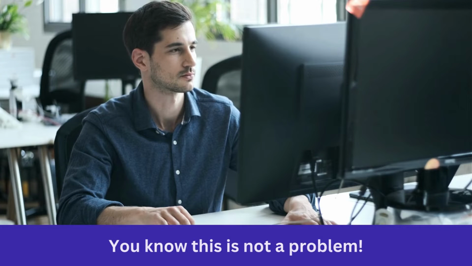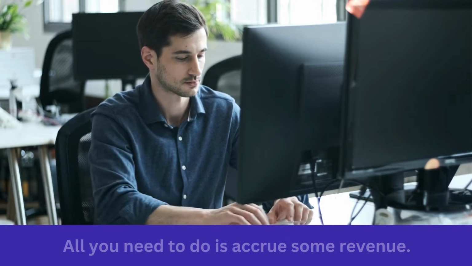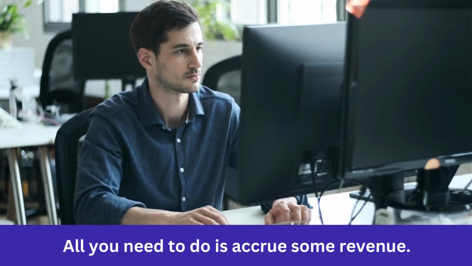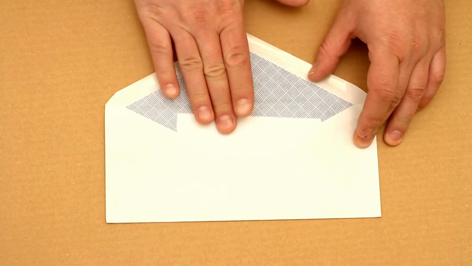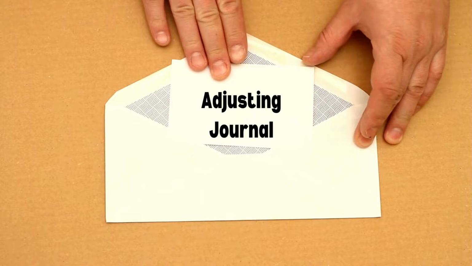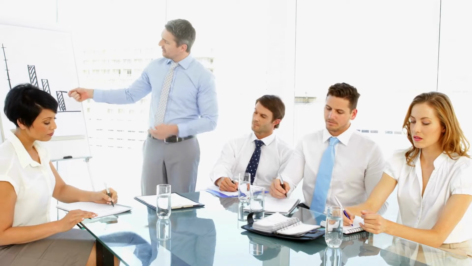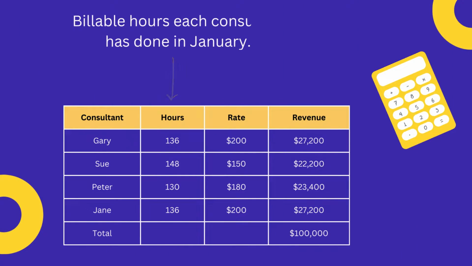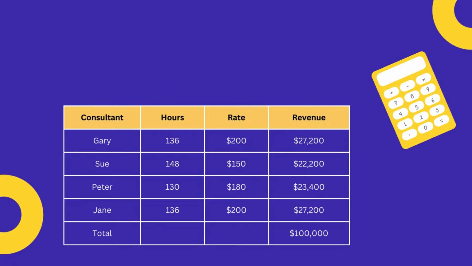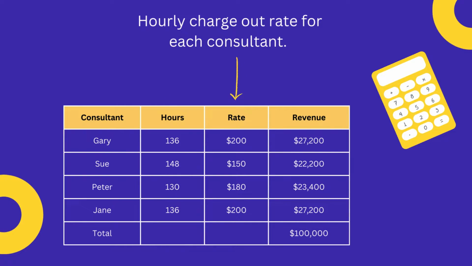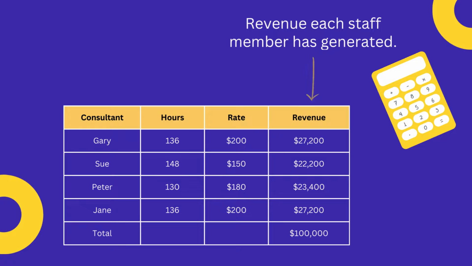As the accountant, you know that this is not a problem, and all you need to do is accrue some revenue by posting an adjusting journal into the accounting system. To work out how much revenue to accrue for January, you speak to the manager in charge of the consultants. Together, you work out how many billable hours each of your consultants have done in the month, and you multiply it by their charge-out rates to calculate the amount of revenue each staff member has generated.